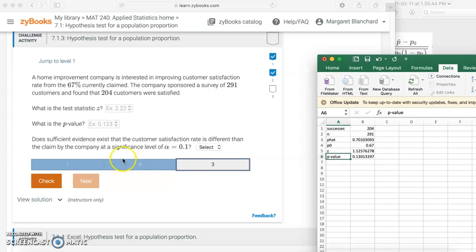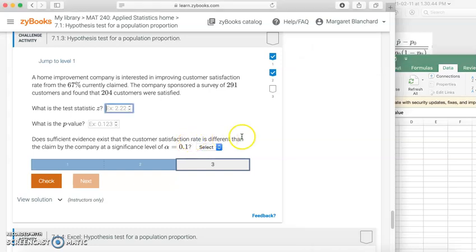Before we get into the p-value, we need to read down here and see our hypothesis, because here it looks like they're talking about improving it. But one thing I noticed, it says, does sufficient evidence exist that the customer satisfaction rate is different than the claim by the company at a significance level of alpha equals 0.1? So in this case, that implies a two-tailed test.